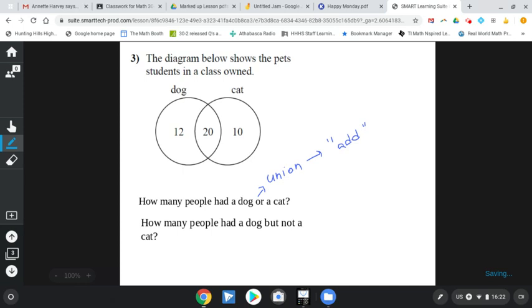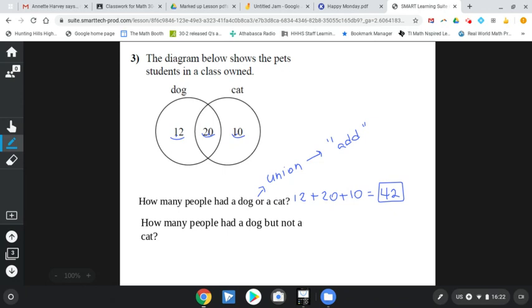So we look at all the numbers that are in the circles. These 12 people had a dog. These 10 had a cat. These 20 had both a dog and a cat. So when we say how many had a dog or a cat, we take 12 plus 20 plus 10, and we get a total of 42. So or means add, and we add everything that's in the circle.